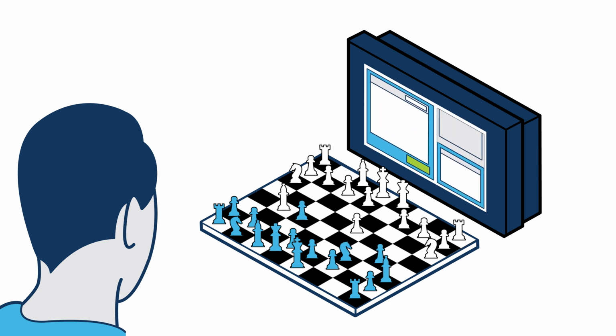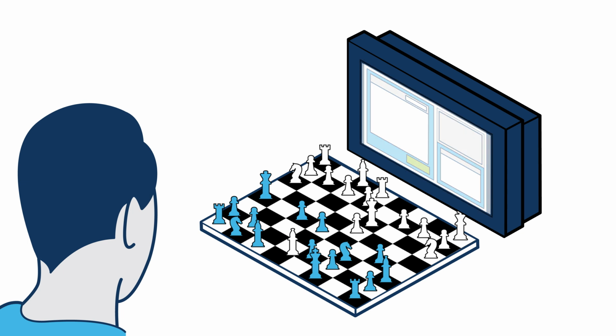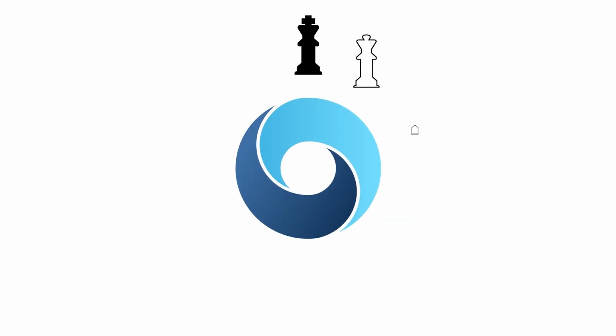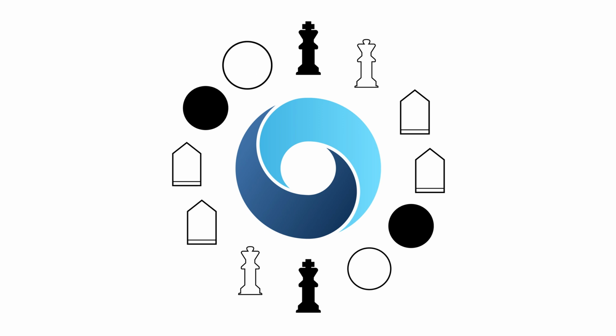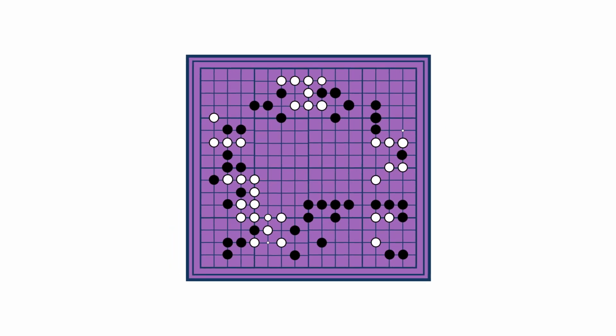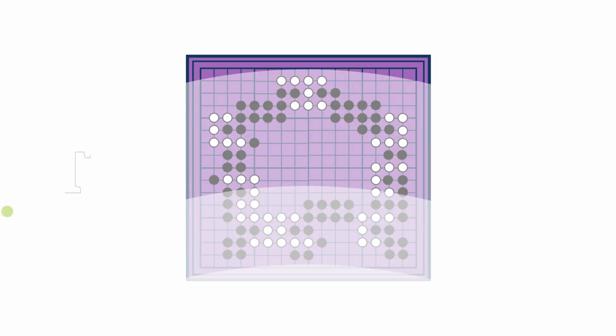However, this program still heavily relied on human knowledge. 20 years later, DeepMind's AlphaZero further advanced AI through mastering chess, shogi, and go, and even developed new game strategies by teaching itself to play.